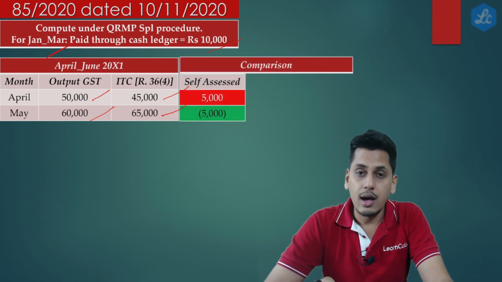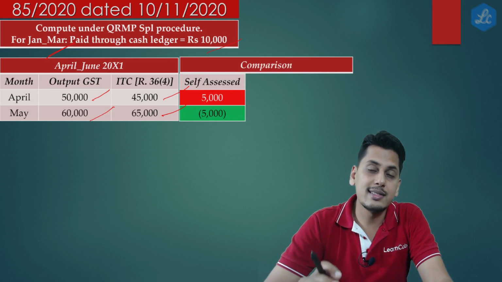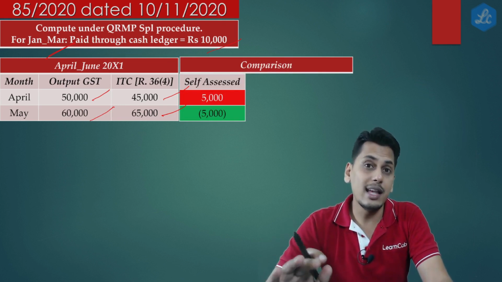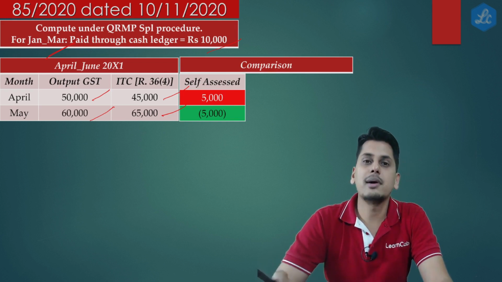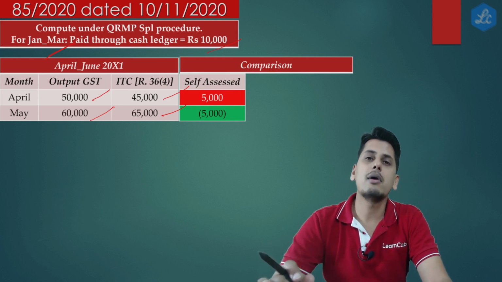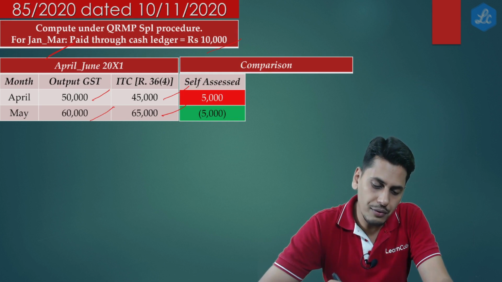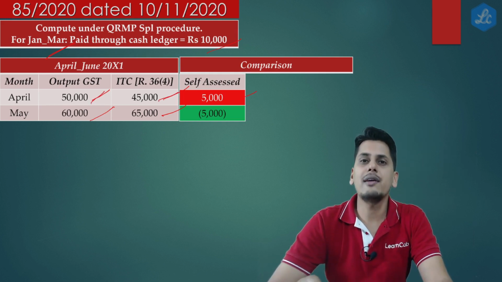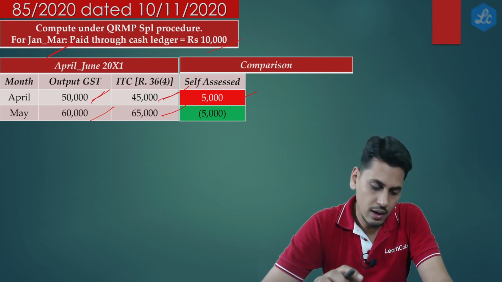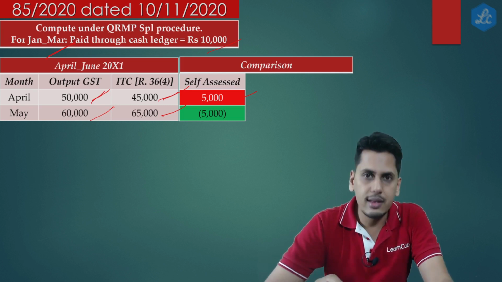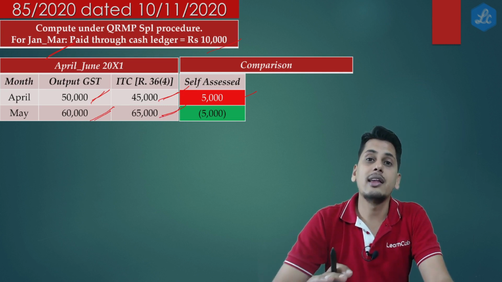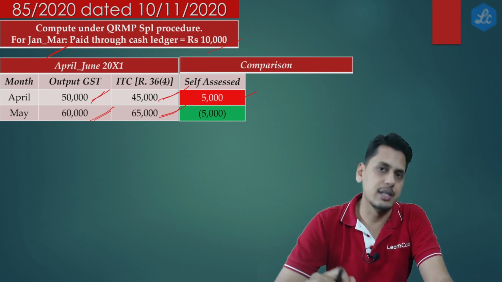Now friends, assuming if I am opting self-assessment method, for the months of April and May, what is the amount which I am supposed to pay? For the month of April, I'll have to pay 5,000. Output is 50. Input tax is 45. I'll have to pay 5,000. For the month of May, I need not pay anything. Output is 60. Input tax is 65. I need not deposit anything in the cash ledger.